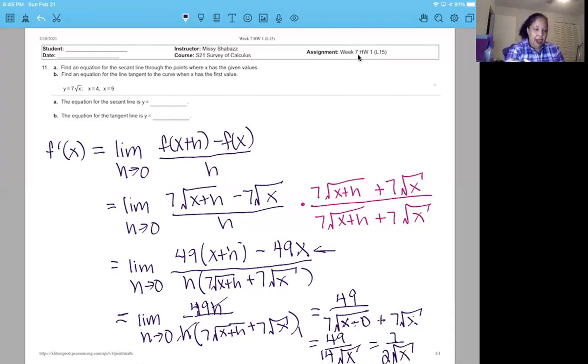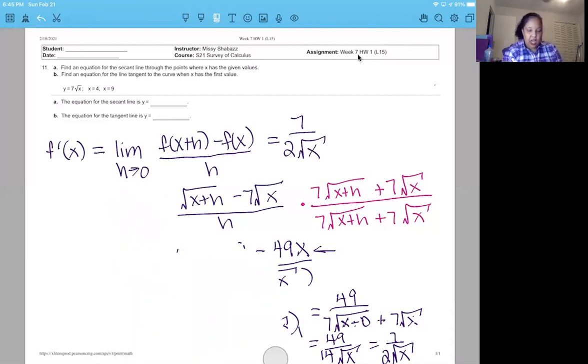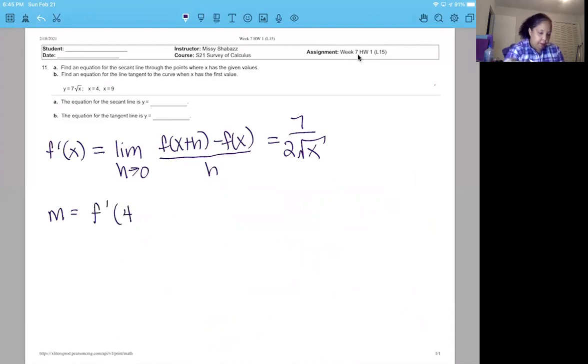So my derivative is 7 over 2 square roots of x. We want to know the equation of the tangent line at x equals 4. So the slope is going to be f prime of 4. So I have 7 over 2 square roots of 4. The square root of 4 is 2, so I end up with 7 over 4. That's my slope.